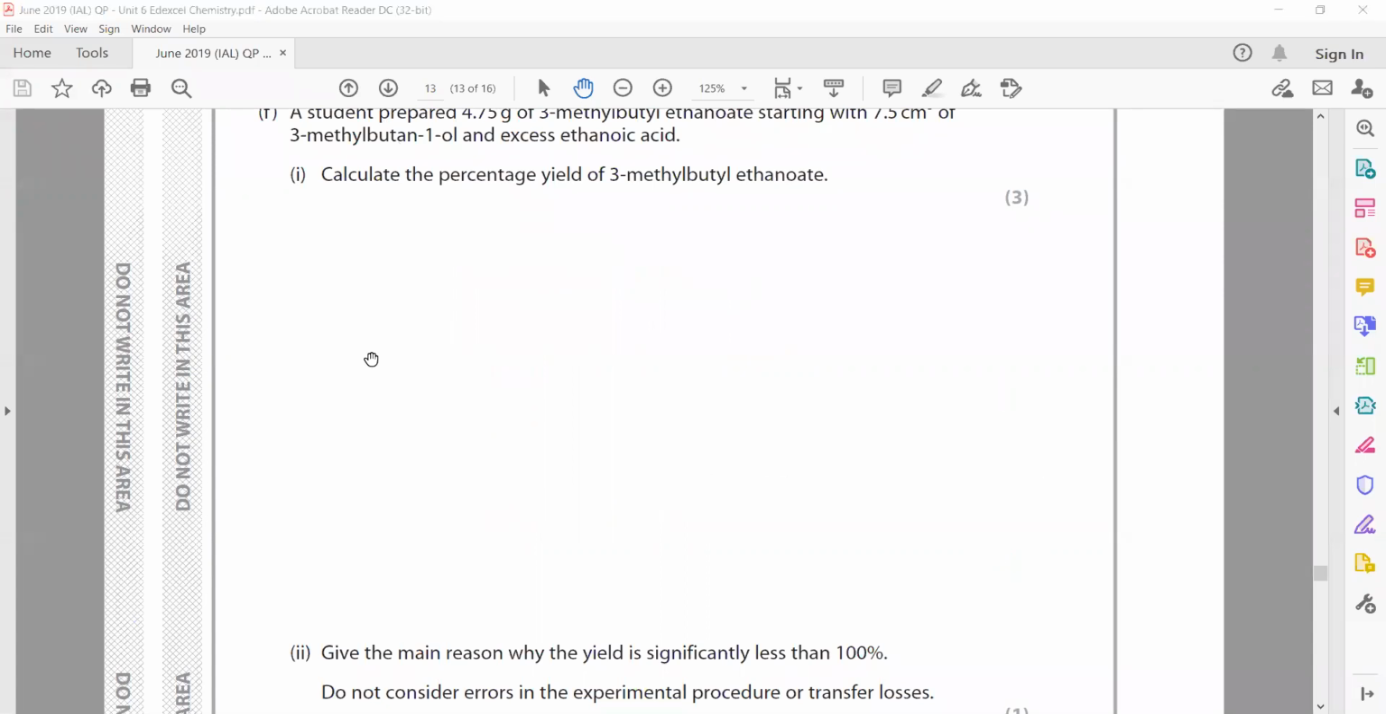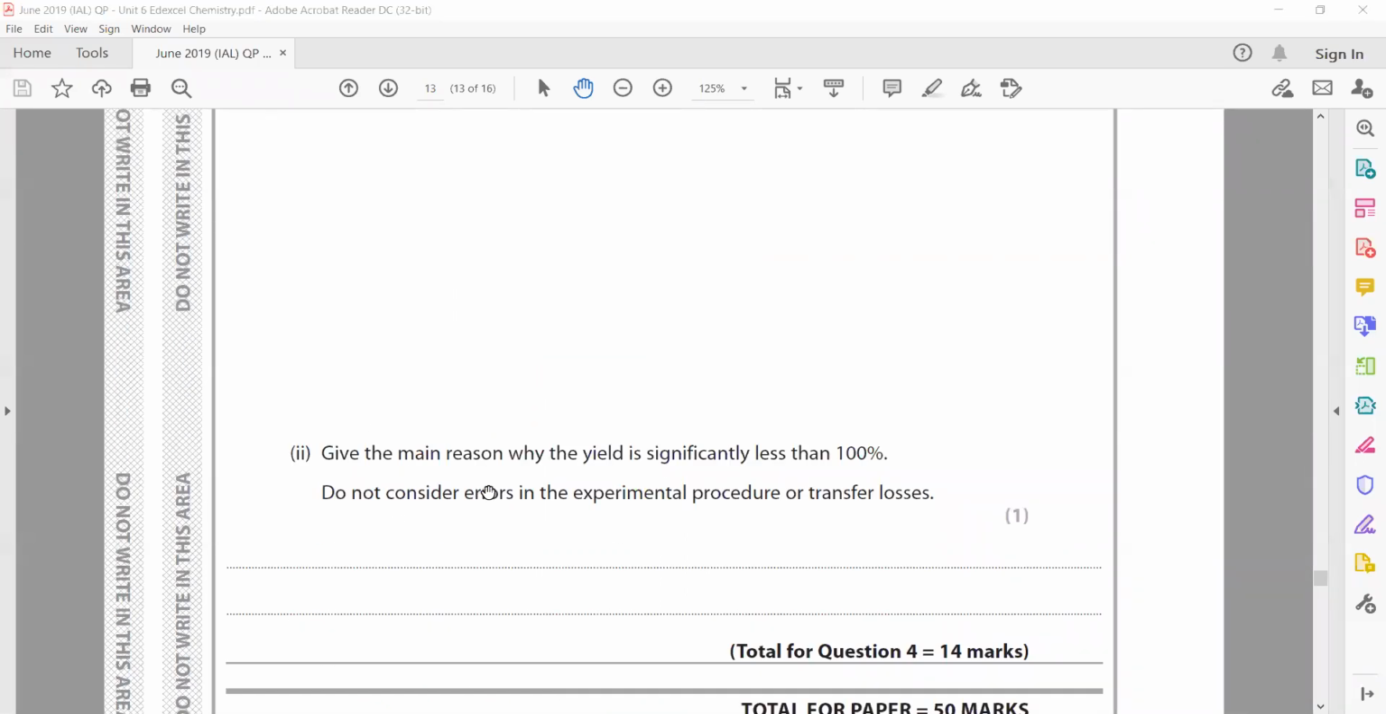And the last part: give the main reason why the yield is significantly less than 100%. Do not consider error in the experimental procedure or the transfer. So what could be the reason? Because it's a reversible reaction. If a reaction is reversible, it does not go to completion. You will always have some reactant. In a reversible reaction, the product might decompose to reactant. That's why the yield is not 100%.